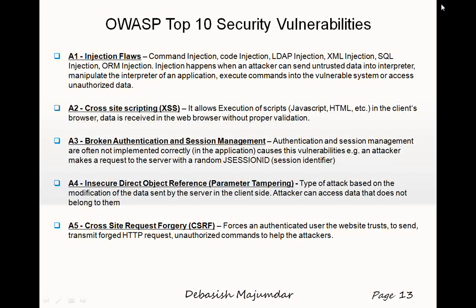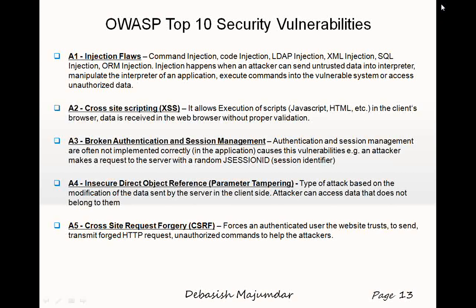Next, we have parameter tampering. These are attacks based on modification of the data sent by the server to the client side, and the attacker can access data which does not really belong to them. This is based on tampering with different parameters, using insecure direct object reference. Cross-site request forgery is where authenticated users are forced, through the website's trust, to transmit forged HTTP requests and unauthorized commands to help the attackers.